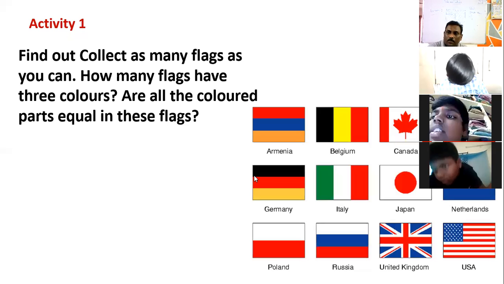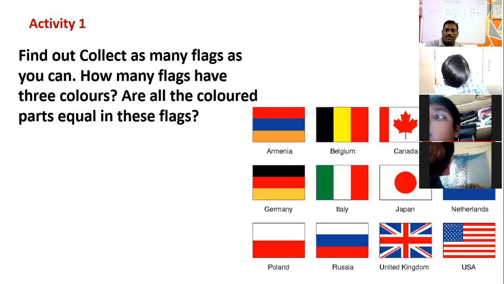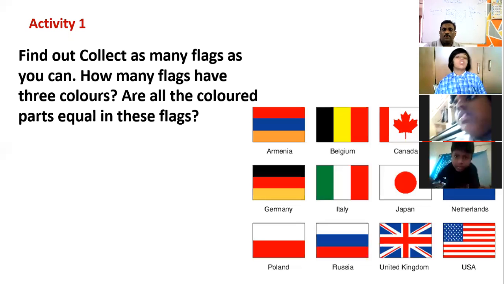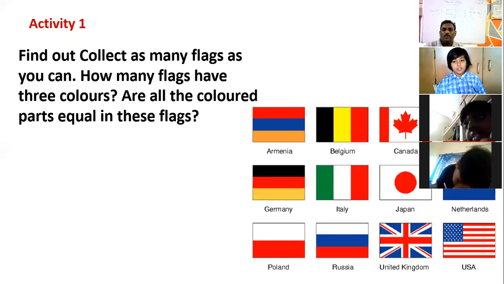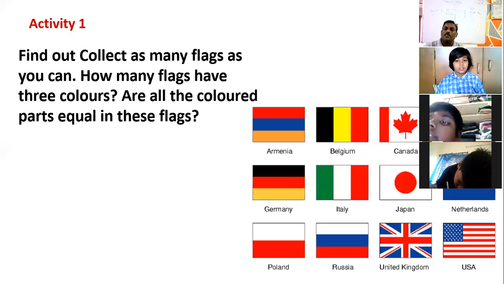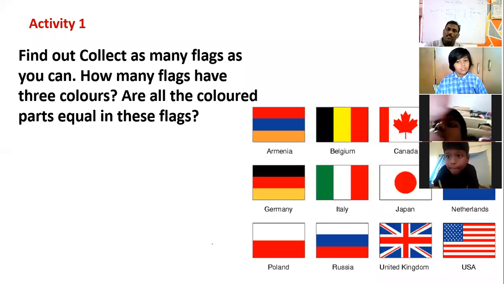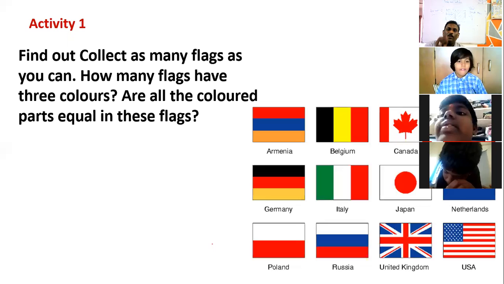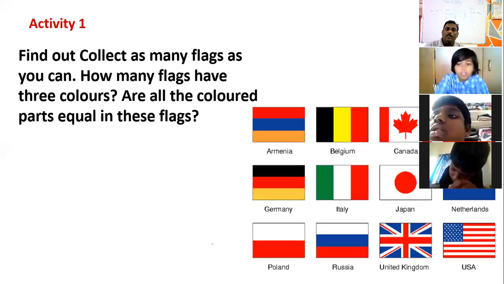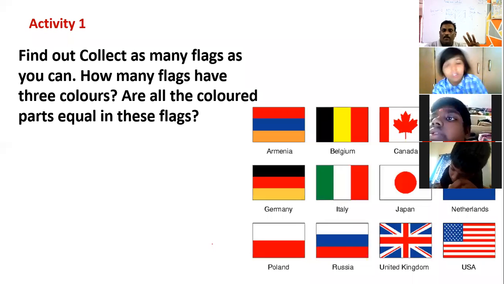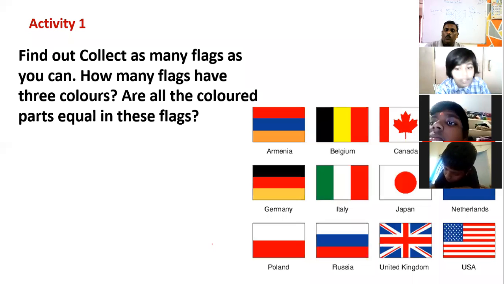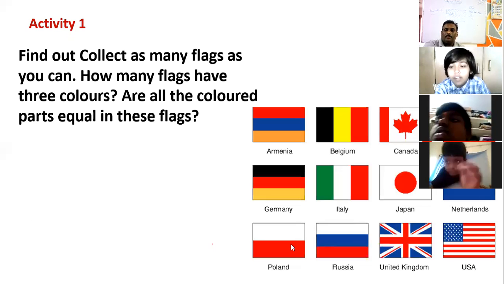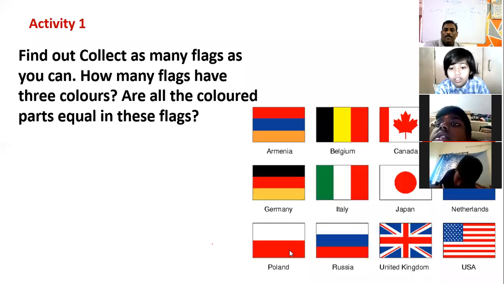Here, 12 flags I collected. Out of 12 flags, first one, Armenia. It is not America, Armenia. Three colors equal. Belgium, all three equal. Canada, not equal: red is less in quantity and white is more. China is completely red with a yellow star, not correct. Germany is correct, three different colors, all equal. Italy also correct. Japan is not correct. Netherlands is correct.